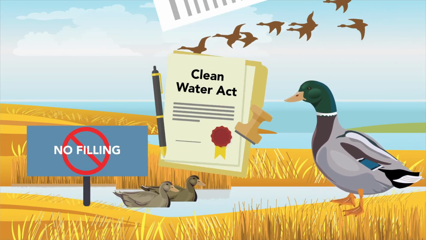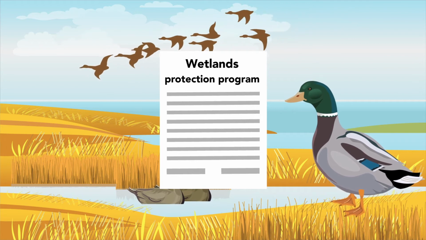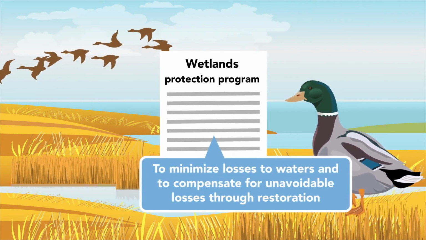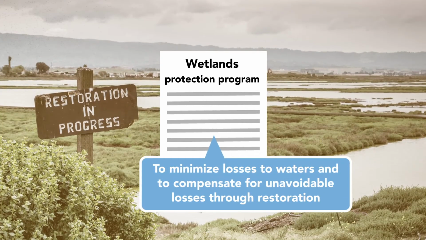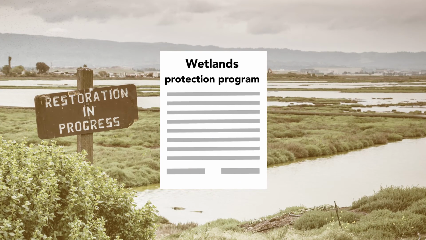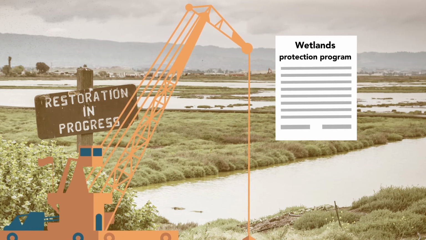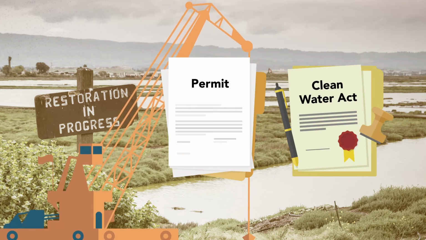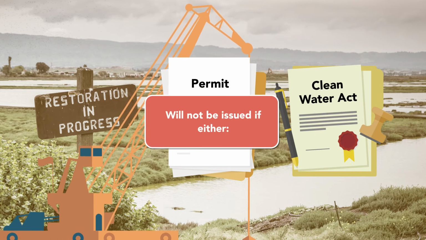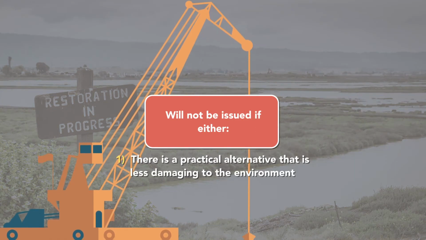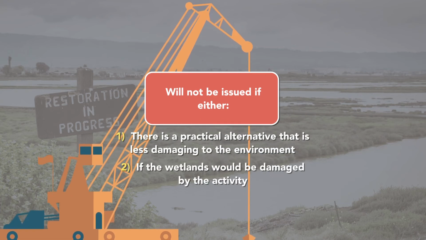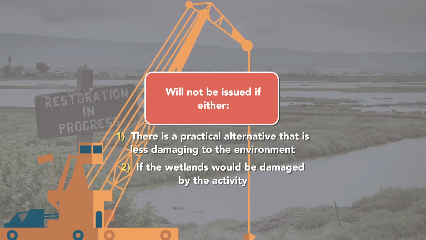The goal of the Clean Water Act's Wetlands Protection Program is to minimize losses to waters and to compensate for unavoidable losses through restoration. Like the NPDES program, anyone seeking to dredge or fill a regulated wetland must obtain a permit under the Clean Water Act, which will not be issued if either 1. There is a practical alternative that is less damaging to the environment, or 2. If the wetlands would be damaged by the activity.